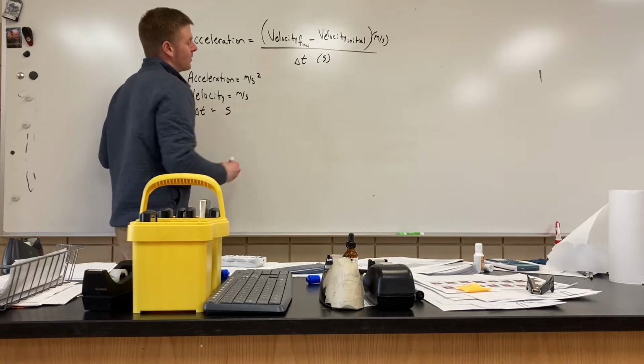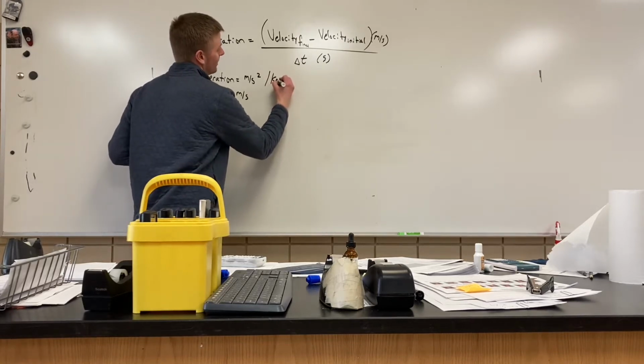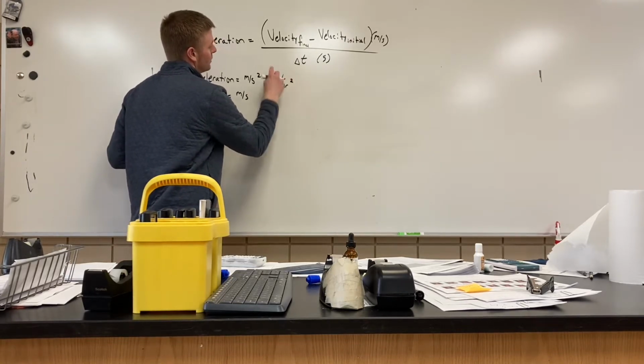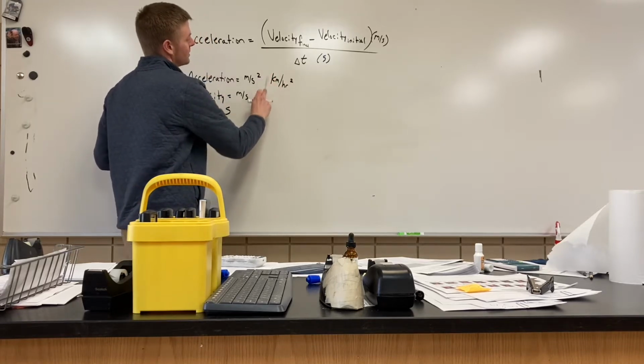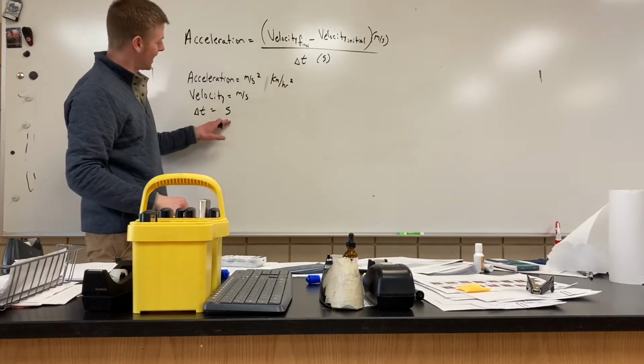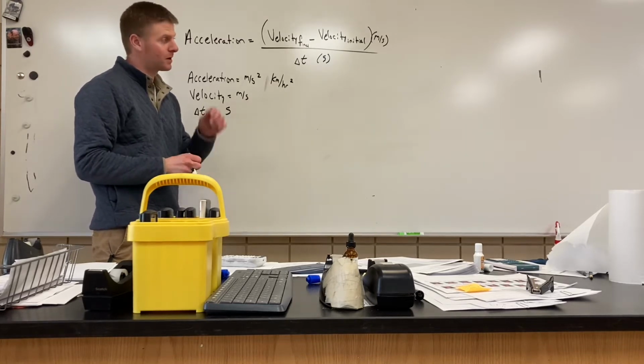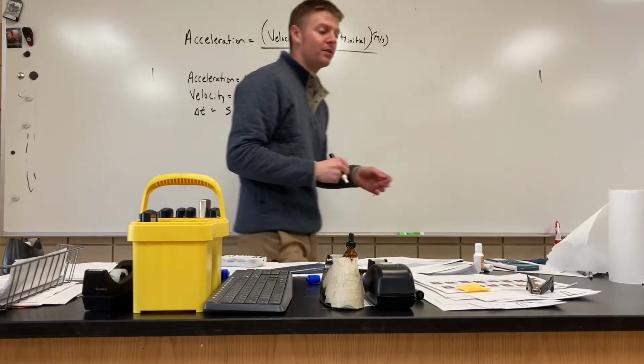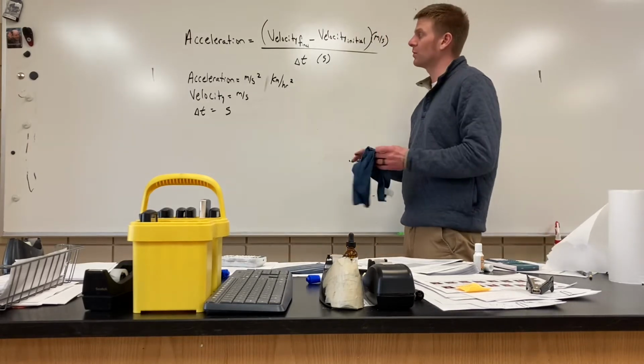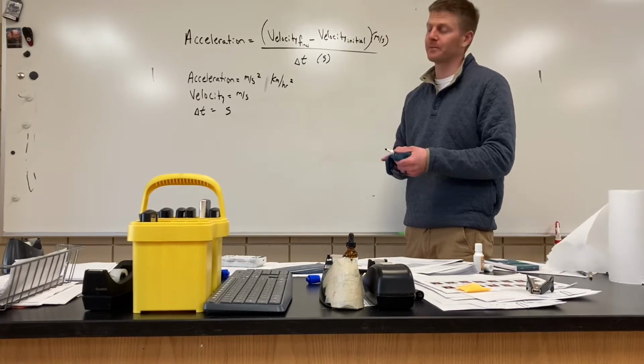You at times will also get units of kilometers per hour squared, okay? So obviously if you've got kilometer per hour squared, your time units would be in hours and your velocity would be in kilometers per hour. So just like with the velocity or speed equation, I want to walk you through a couple examples here.